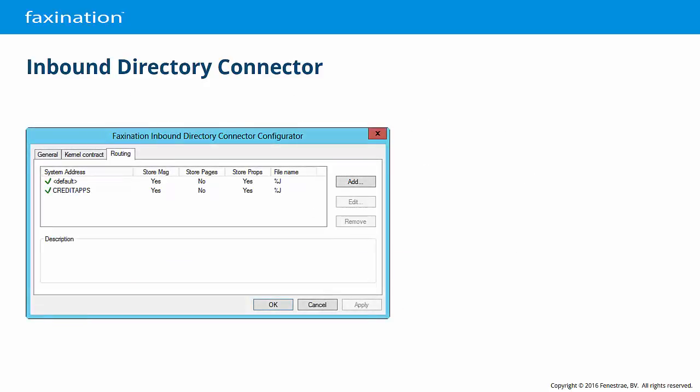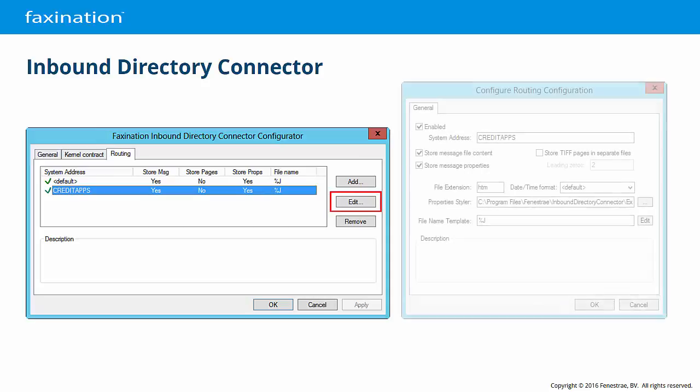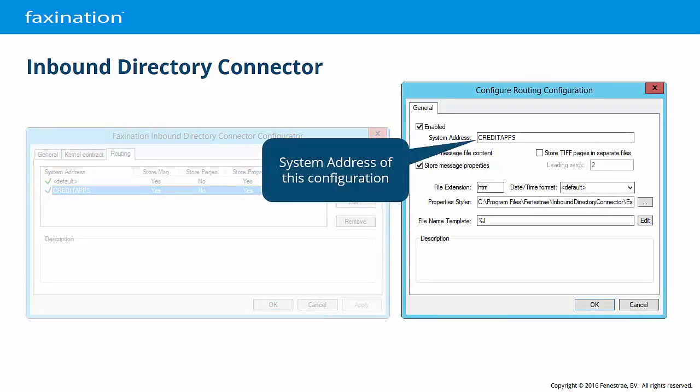The Routing tab allows you to create multiple routing configurations. Note that these aren't the routes themselves. These only represent the inbound message delivery options. First is the system address of this configuration.